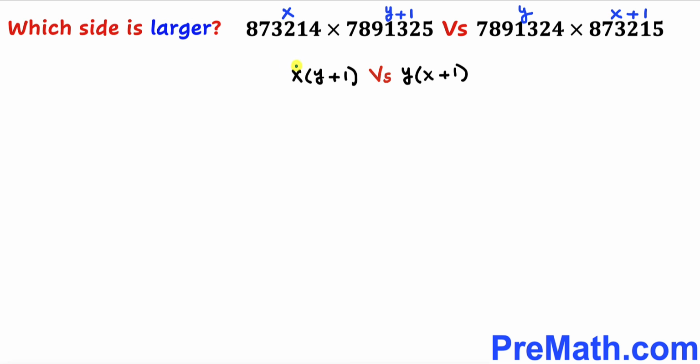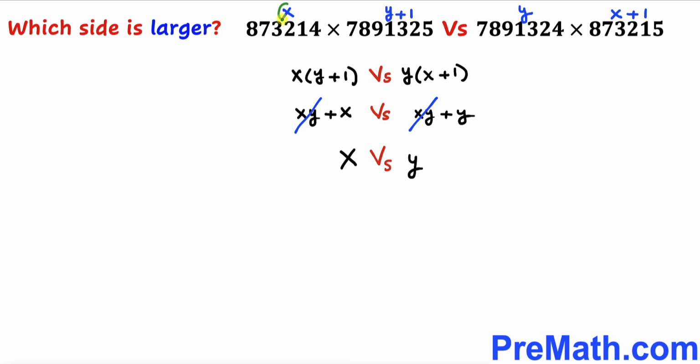Now we are going to multiply by distribution on both sides. Therefore this becomes xy plus x versus xy plus y. Now we can see on both sides xy and xy cancel out. Therefore we end up with x versus y.